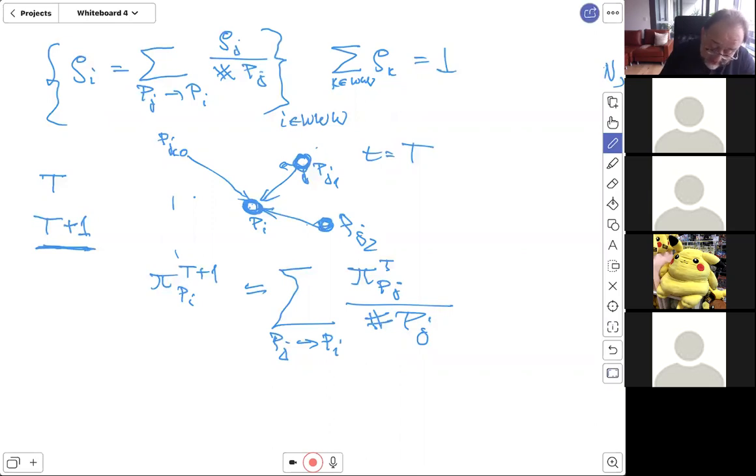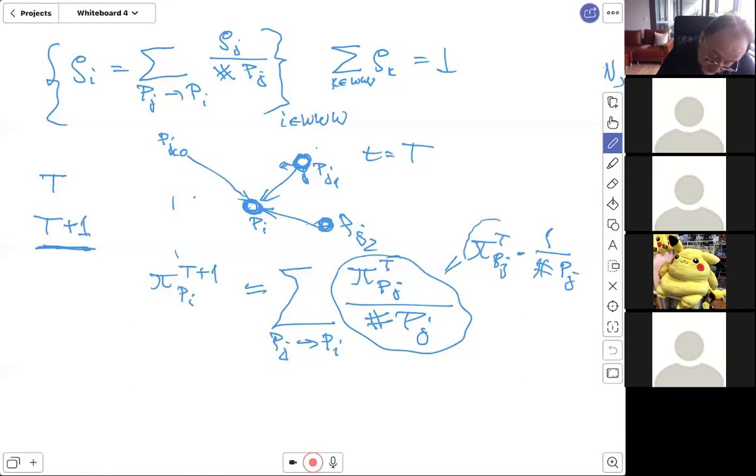pi j1 times 1 over the number of outgoing links, because that's exactly the probability, right? This guy here is equal to pi of PJ times 1 over the number of outgoing links of PJ. So this is the probability to be on the right web page PJ, and this is the probability to also take, among all hyperlinks on that page, the one that points to PI.